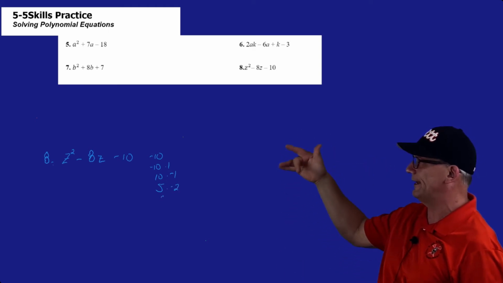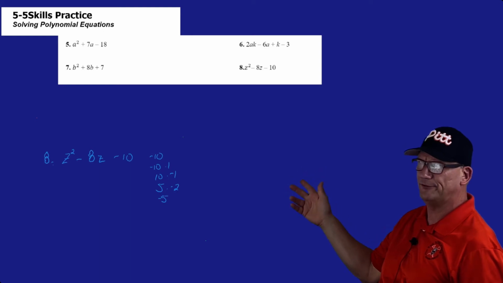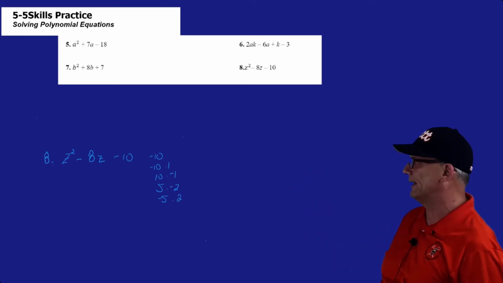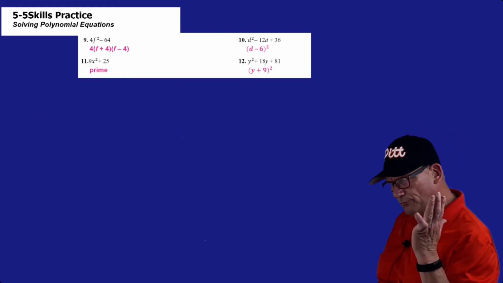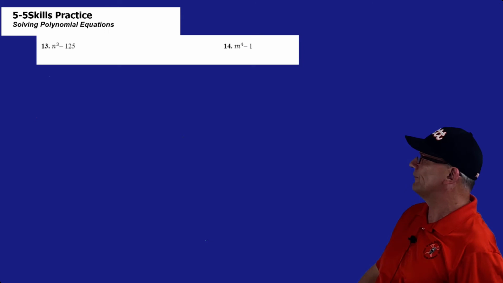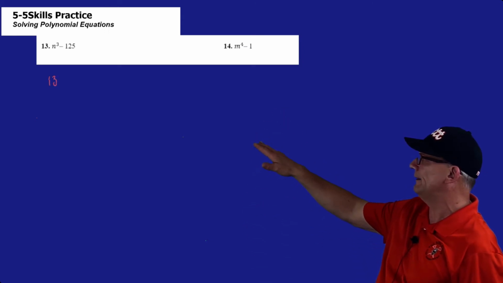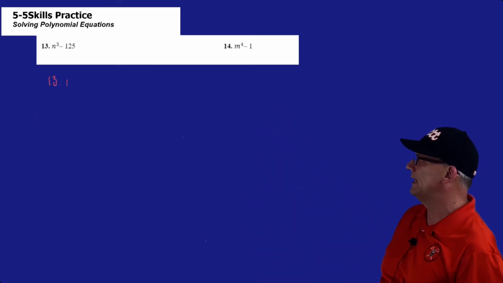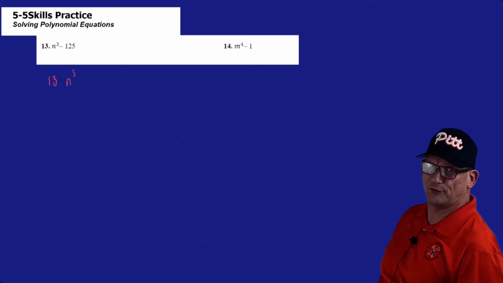Think about it. 10 and 1, right? And 5 and 2. There's no way to make any of those equal to 8 or negative 8. So this one is what we call prime. All right, so there's the answers for number 9, 10, 11, and 12. And we're going to start on 13.